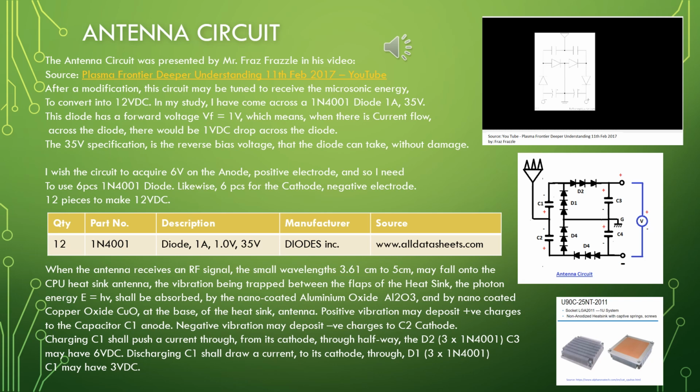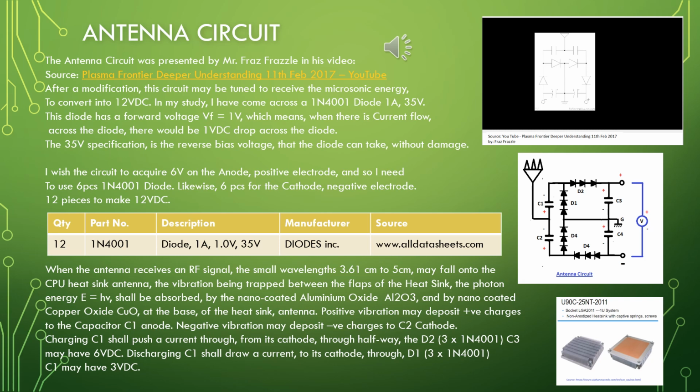I wish the circuit to acquire 6 volt on the anode, positive electrode, so I need to use 6 pieces of 1N4001 diode. Likewise, 6 pieces for the cathode, negative electrode, 12 pieces to make 12 volt DC. Quantity: 12, part number 1N4001. Description: diode, 1 ampere, 1 volt, 35 volt. Manufacturer: Diodes Incorporated.